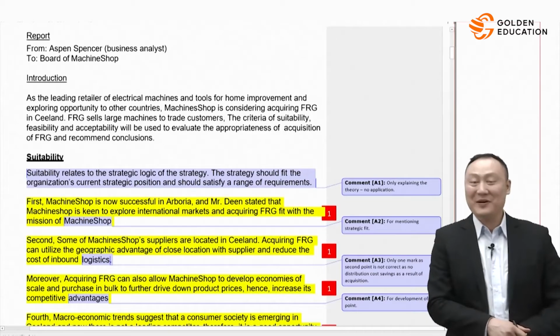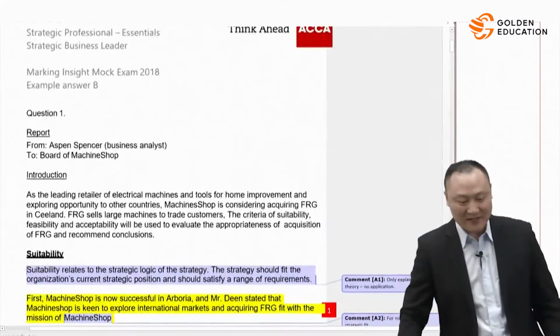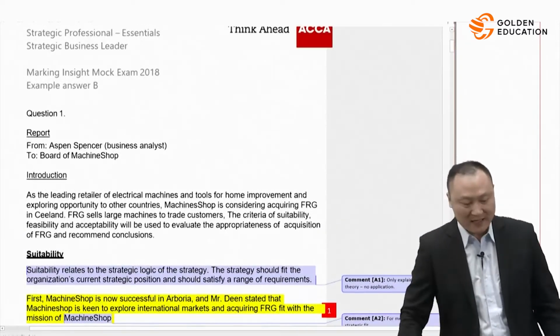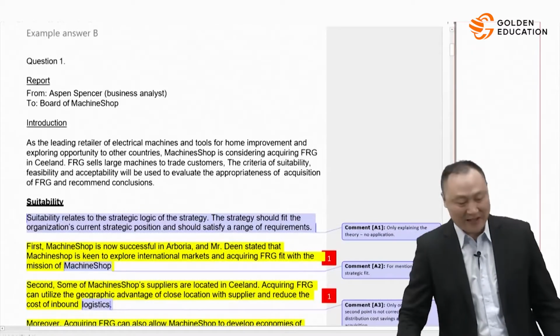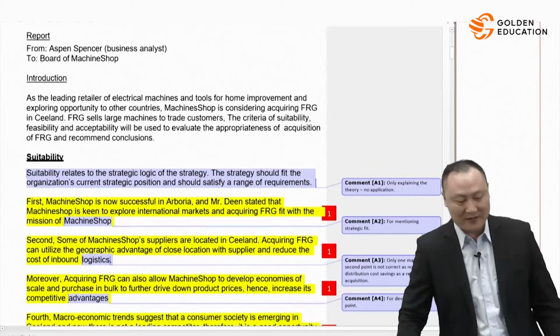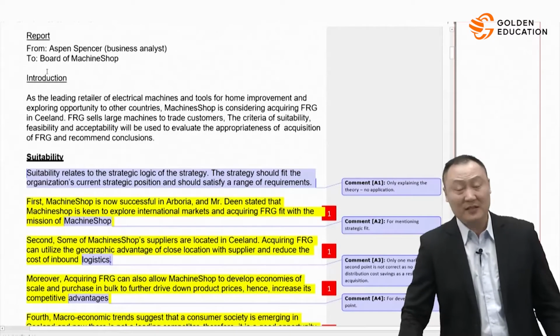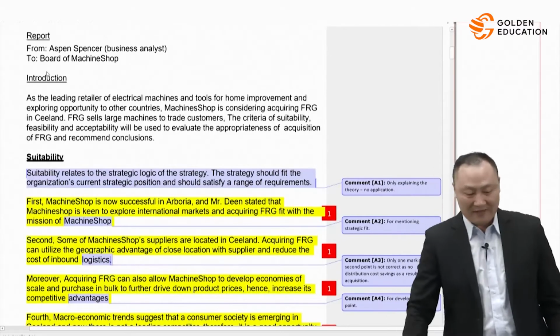Now, let's talk about example questions 2. This is the second candidate. We call them example answer B. Question number 1, Osman Spencer to the board of directors, lacks one subject. He did not give us a subject, but it's still okay. I think he forgot it.